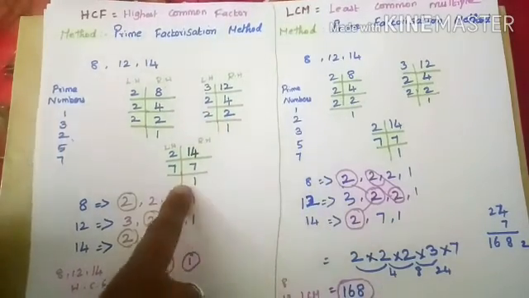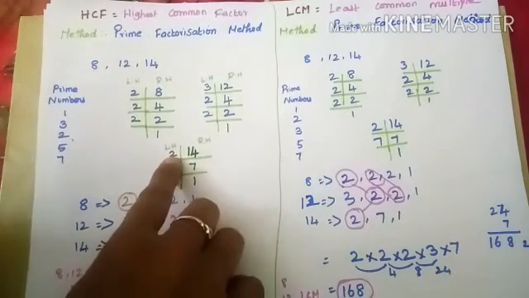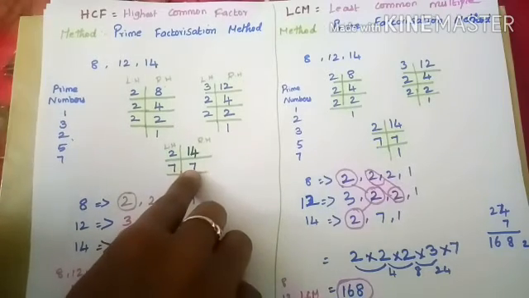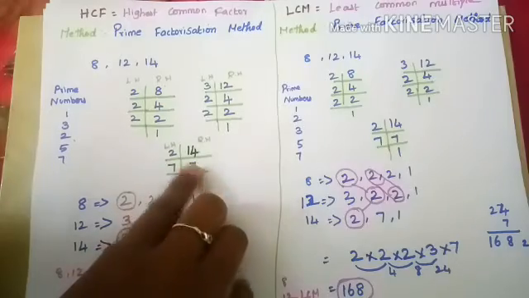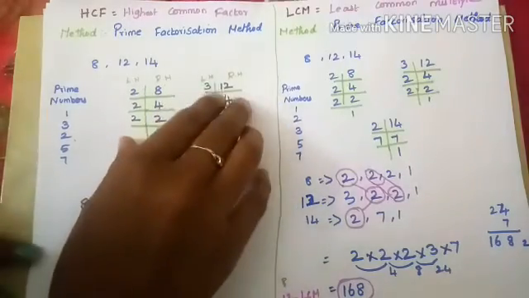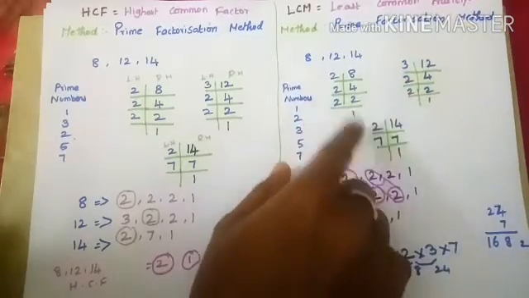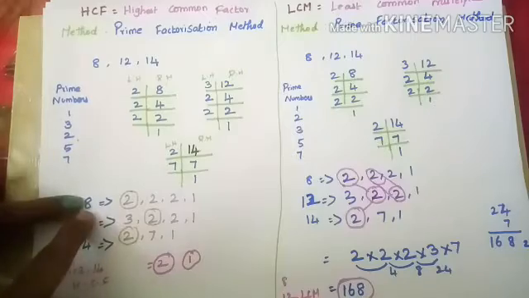So move to the next one, 14, divided by the 2 table. 7 2s are 14. So 7 is a prime number, only divided by the 1 table and the 7 table. So 7 1s are 7. So this same method is repeated in LCM. In the LCM method we are using the same method. Got it?